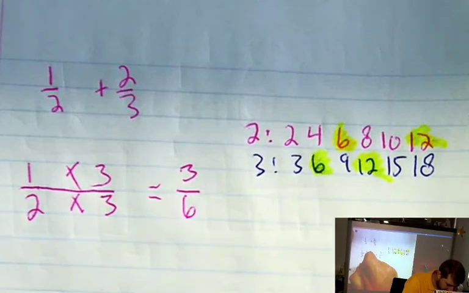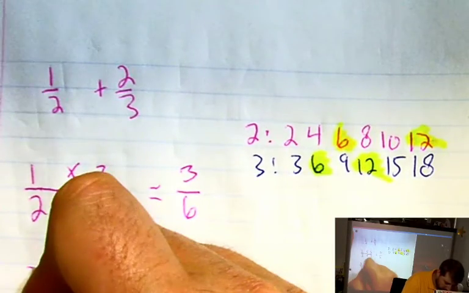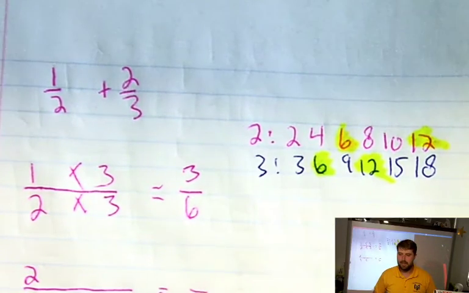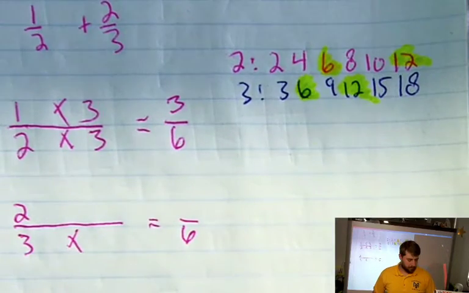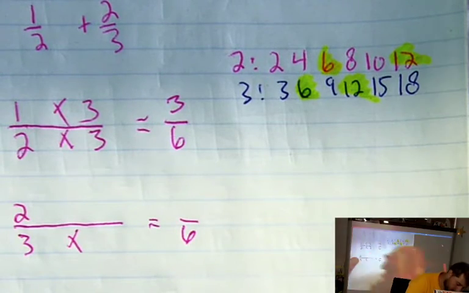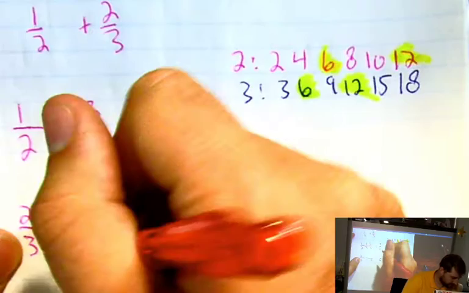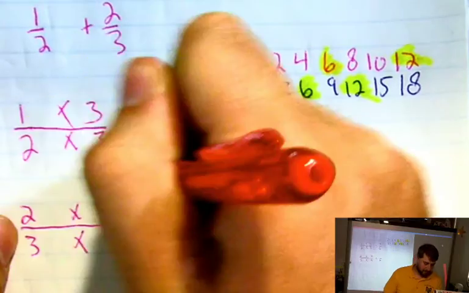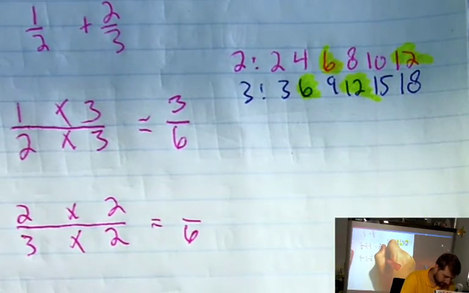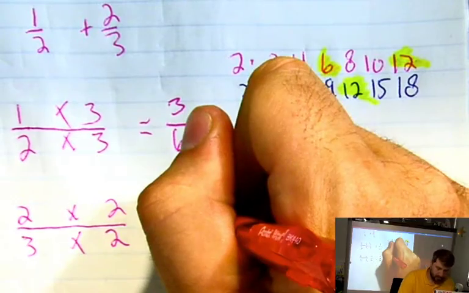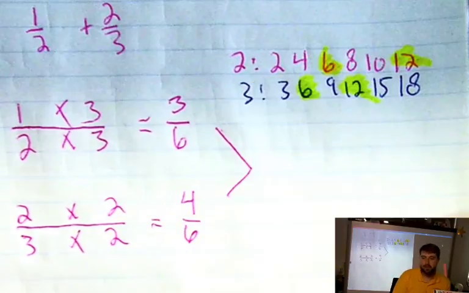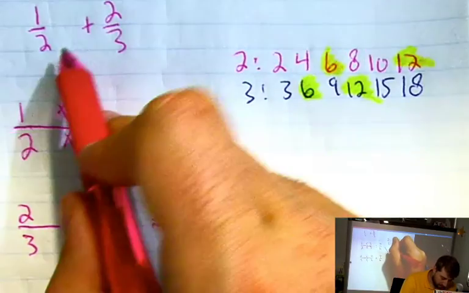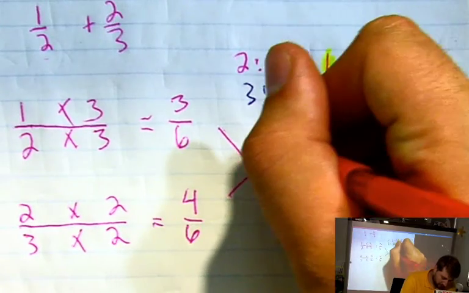Now we want to ask ourselves, let's take our 2/3, 3 times something equals 6. We know our denominator, that bottom number, has to be 6. So 3 times something equals 6. I know that you know that we know that 3 times 2 equals 6. And if we do it to the bottom, we also have to do it to the top. So we have 2 times 2, and 2 times 2 is 4. Now we can rewrite this problem with our equivalent fractions. So we're rewriting 1/2 plus 2/3 with our equivalent fractions. So we have 3/6 plus 4/6.